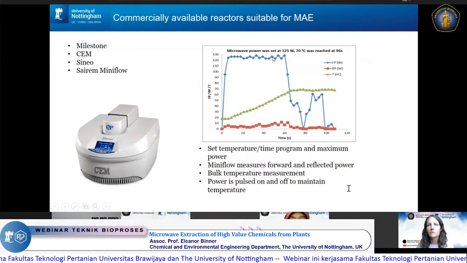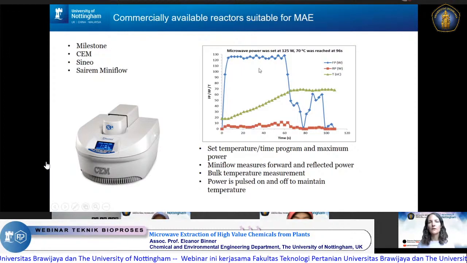So the blue line is the forward power, and the red line is the reflective power. You can see that it can be tuned so that almost all of the power does go into the sample. You can get a really nice, well-controlled temperature profile there. And once you hit the set temperature, you have to realize that actually very little microwave power goes in. It just blips on and off to maintain the temperature. So really, the key time is the ramp-up period.